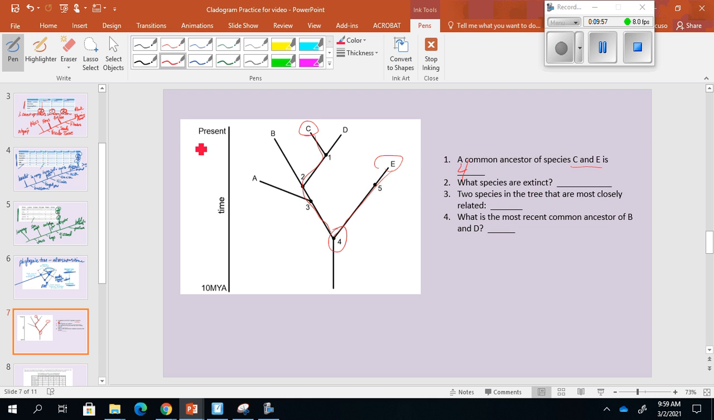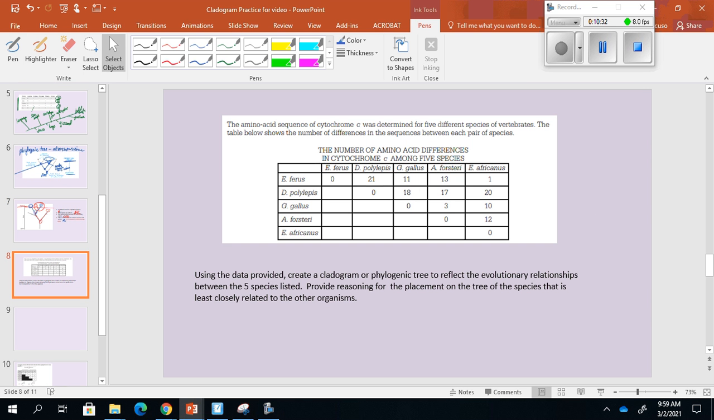Which ones are extinct? So extinct means they haven't made it up to present time. So A and E would be extinct. Two species in the tree that are most closely related. So I need ones that are near each other. All right, C and D are the closest together because B really isn't very close to A, E isn't close to anybody. All right, what is the most recent common ancestor of B and D? All right, let me get a different color here. B and D. So I follow them down to the first connected node, and that would be a 2. All right. Let's go on to the next one.